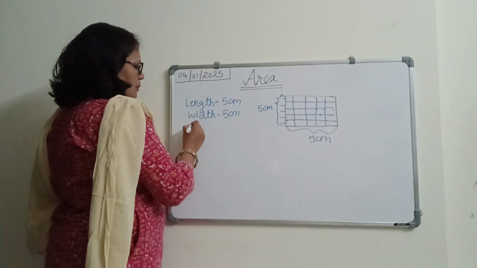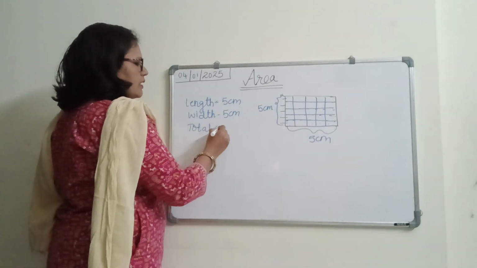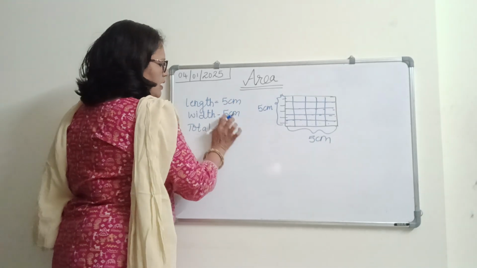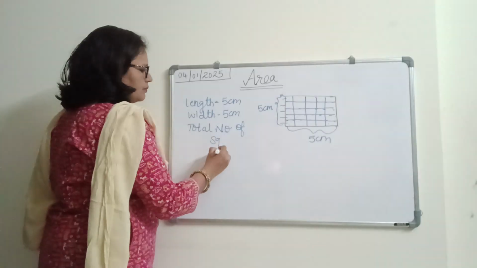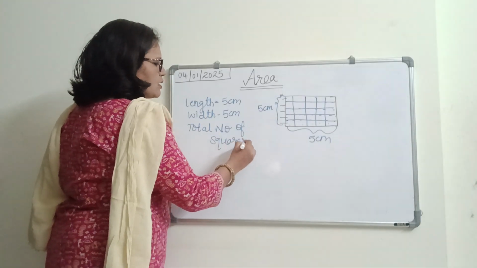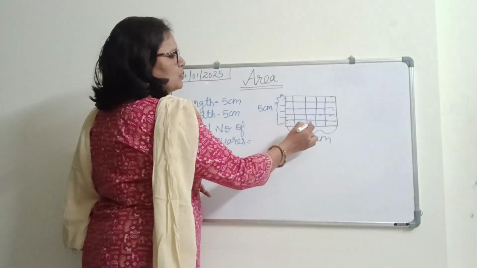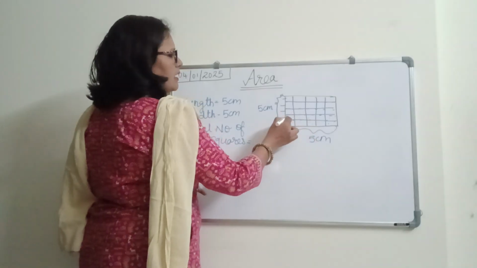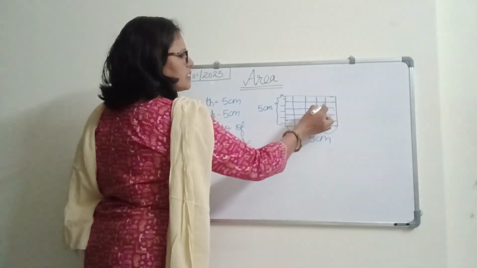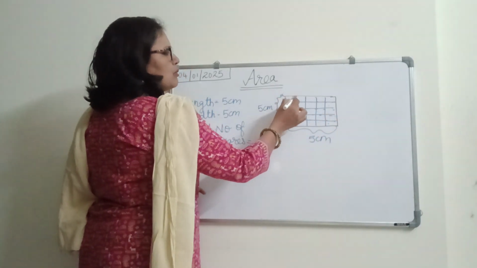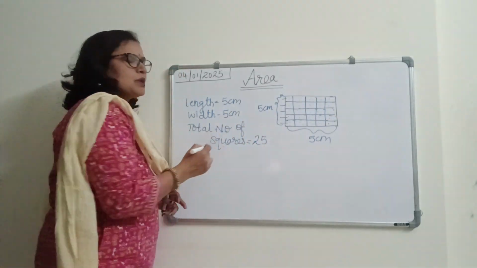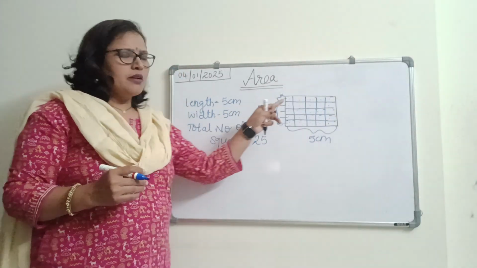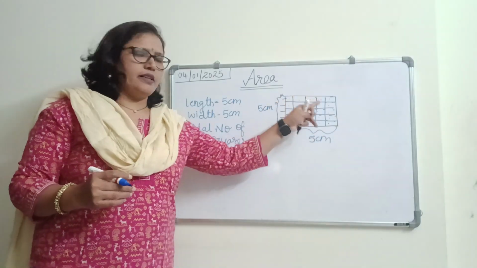Now, how many total squares are there? How many total squares do you have to find out? 1, 2, 3, 4, 5, 6, 7, 8, 9, 10, 11, 12, 13, 14, 15, 16, 17, 18, 19, 20, 21, 22, 23, 24, 25. So we got 25 squares in this plane figure, the rectangle.